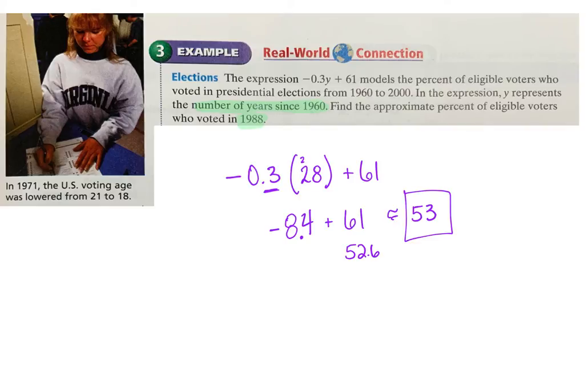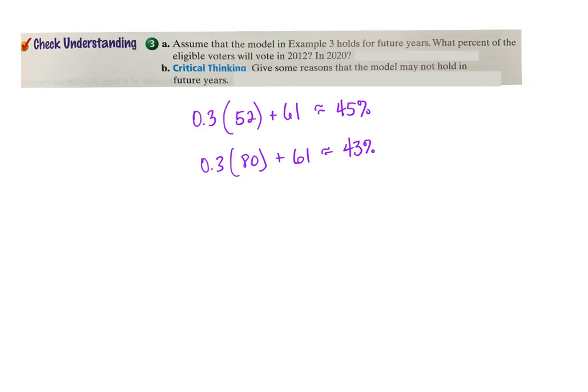So number 3, assume that the model in example 3 holds for future years. What percent of the eligible voters will vote in 2012 and in 2020? All right, so check your work. From 1960 to 2012 is 52 years, so you should have plugged in 52. From 1960 to 2020 is 60 years, so you should have plugged in a 60 there. And then the question is, give reasons why it would not hold. What are some reasons?